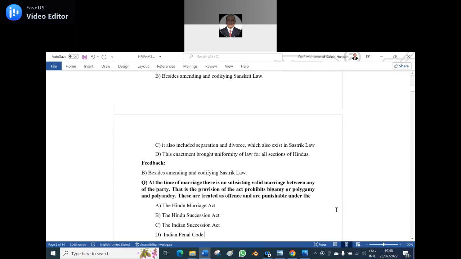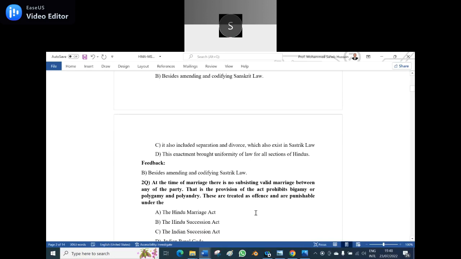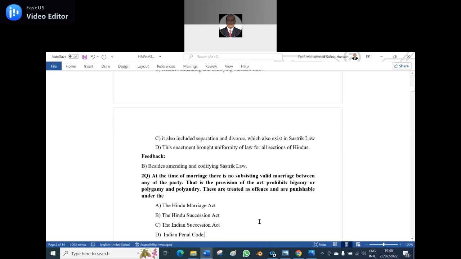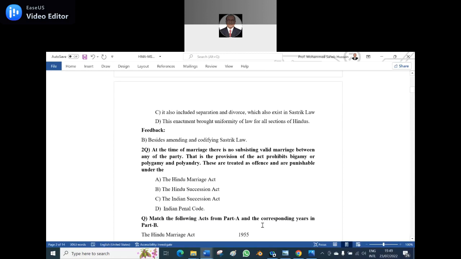Now we give the answer for this question. Second question. At the time of the marriage, there is no subsisting valid marriage between any of the parties. That is, the provision of the Act prohibits bigamy, polygamy and polyandry. These are all treated as offenses and are punishable under A, the Hindu Marriage Act, B, the Hindu Succession Act, C, the Indian Succession Act, and D, the Indian Penal Code. Indian Penal Code. I appreciate it. It is the Indian Penal Code that speaks of polygamy and polyandry.